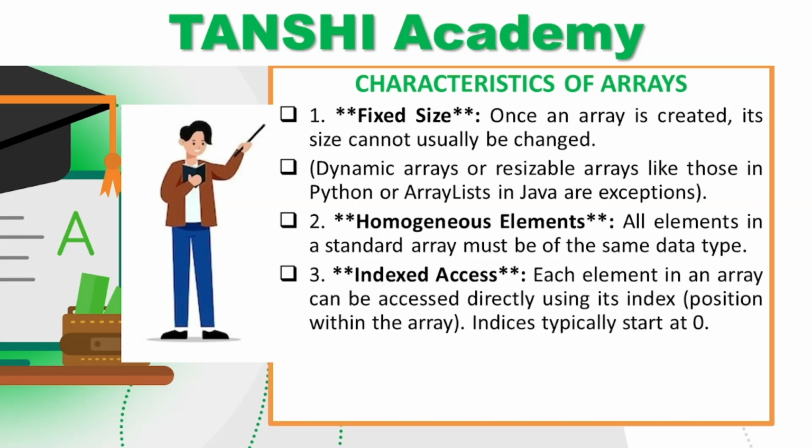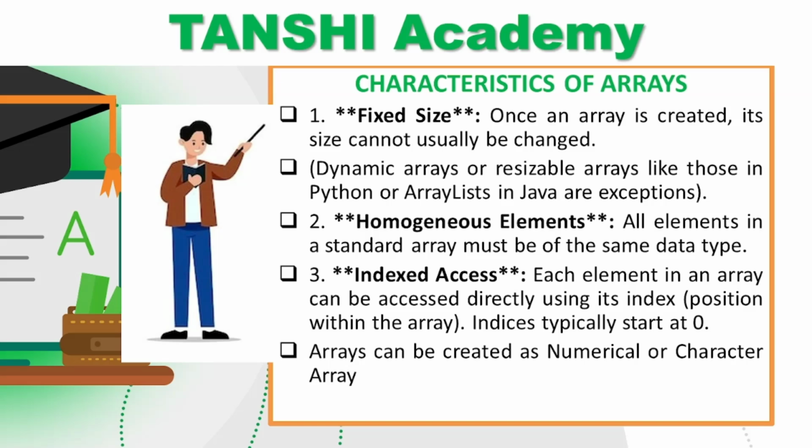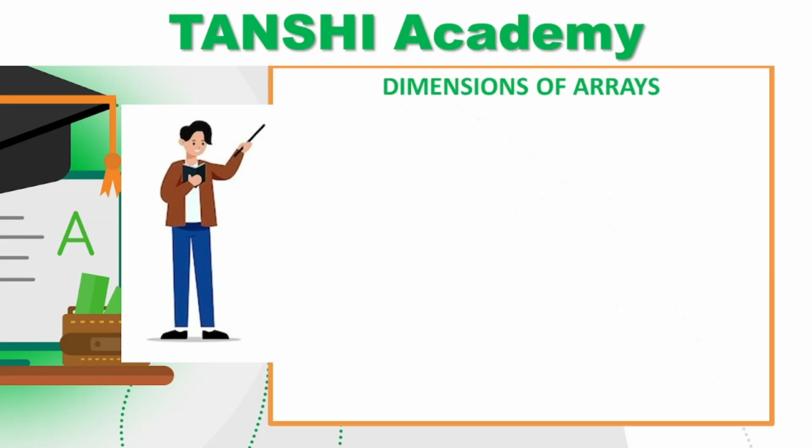The next, index access. Each element in an array can be accessed directly using its index. And an index in an array is the position within the array. So indices typically start at 0. So the first element of an array is always at index 0. So we should take note. Elements in an array can be accessed directly using its index. An index is a position within the array. Arrays can be created as numerical or character array. And of course, depending on what you want to store, but they must be of the same data type.